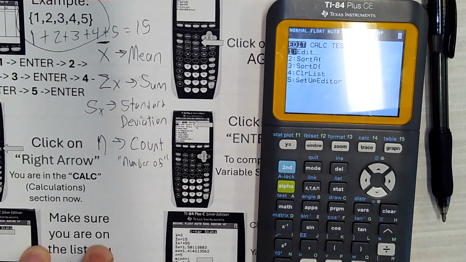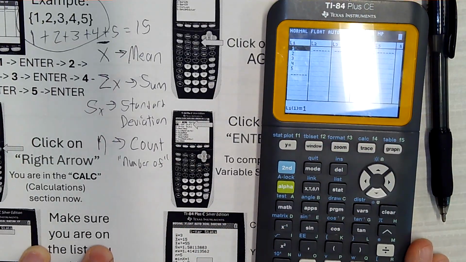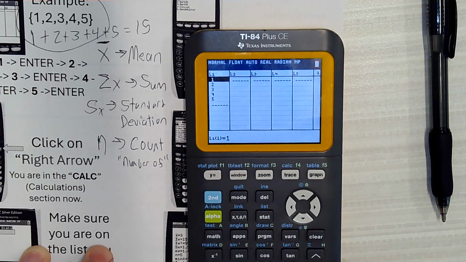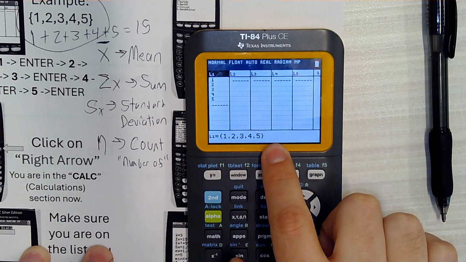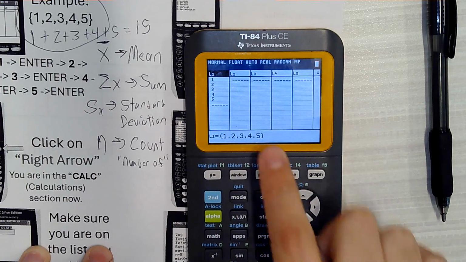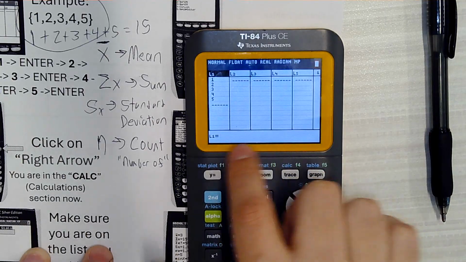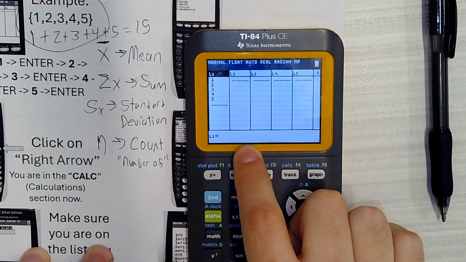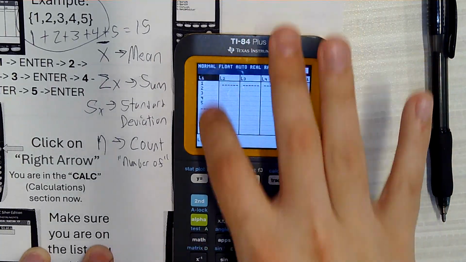Now, if you click on Stat and you go to Edit, let's say you want to delete everything that's in this list. The way you can delete it is by pressing Up. Notice how it gives you the whole data set in this row. What you're going to do is you're going to clear the data set. Press clear, and now there's nothing in there. Okay, if you press enter, it will delete everything.